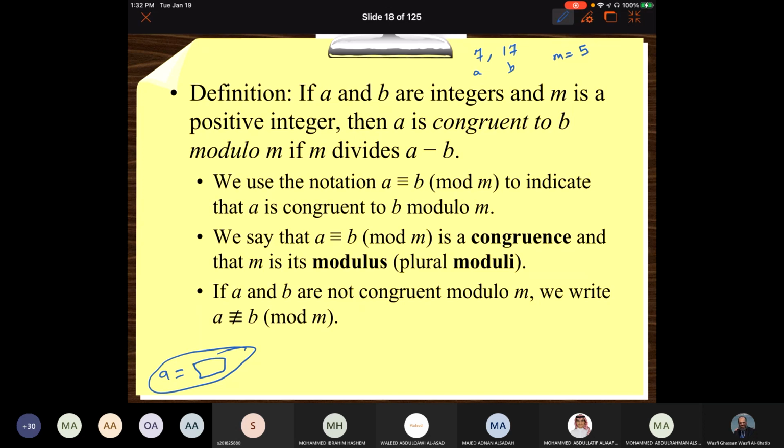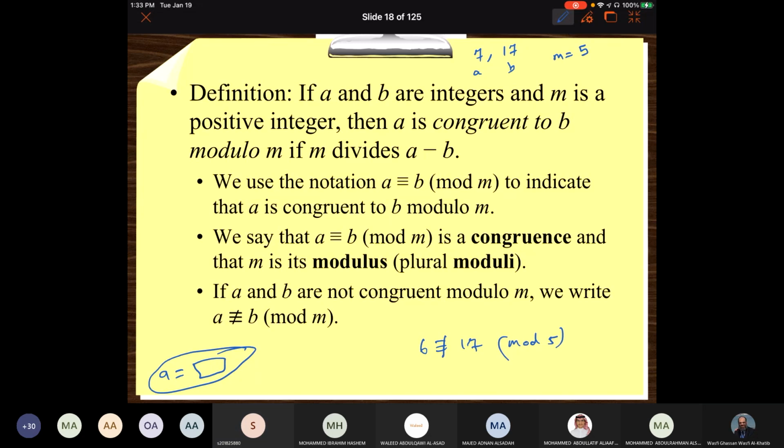If A and B are not congruent modulo M, we put a slanted line through the congruence sign to indicate that they are not congruent. A is not congruent to B mod M. So 6 is not congruent to 17 mod 5.